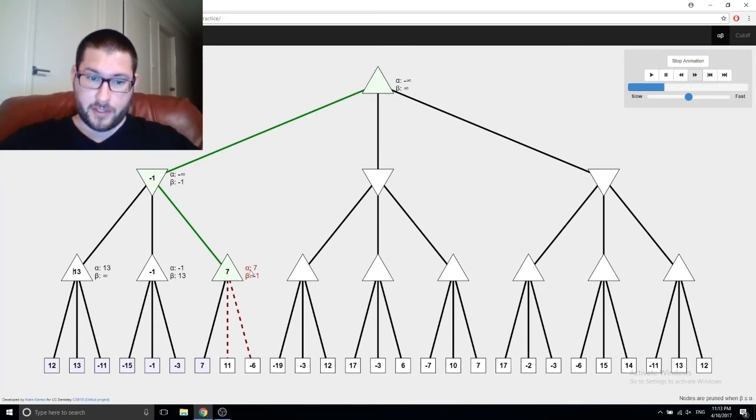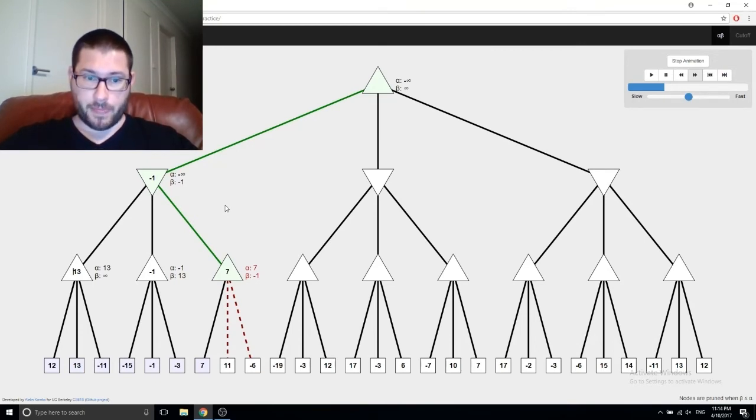So the alpha value represents the smallest value that this maximizing node can take, and the beta value represents the maximum value that the parent node will consider. So if the alpha value is higher than the beta value, it means that the parent minimizing node won't even consider it, and therefore you shouldn't either, because that game state is never going to be reached.